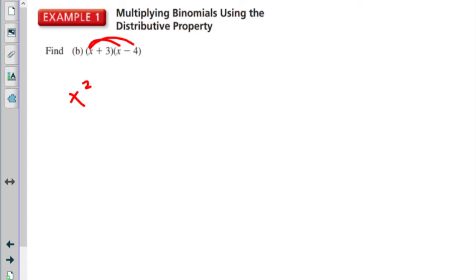This is another thing about these. Keep a close eye on your signs. That's the biggest thing that people miss, is that they lose track of their negative signs. So since this is a minus 4, we need to keep in mind that this is going to get multiplied by negative 4 and not just 4. The sign goes with it. So we have x times a negative 4 is a negative 4x.